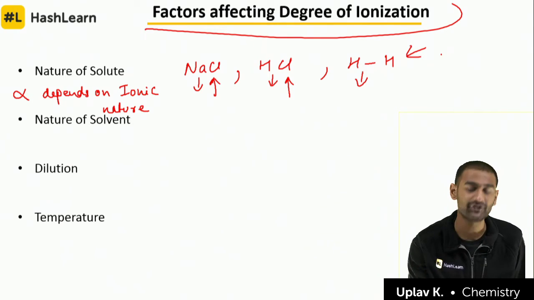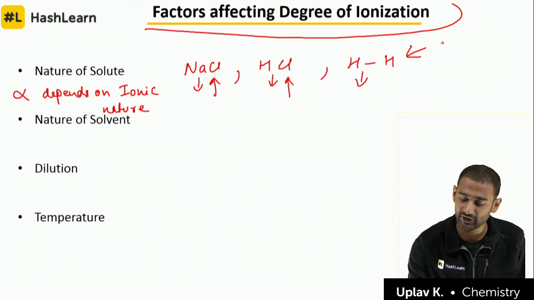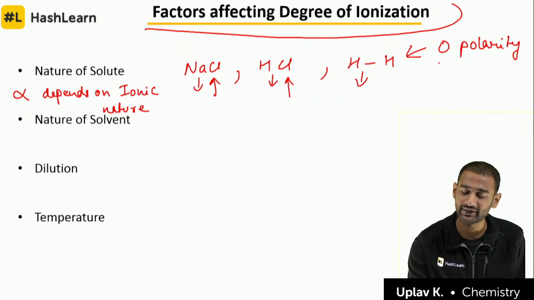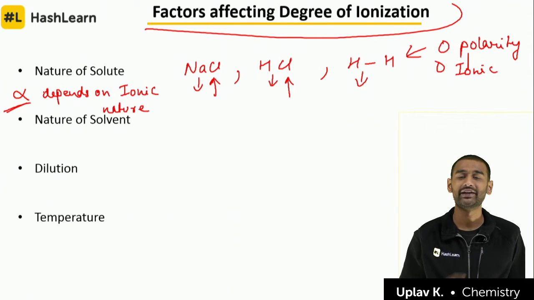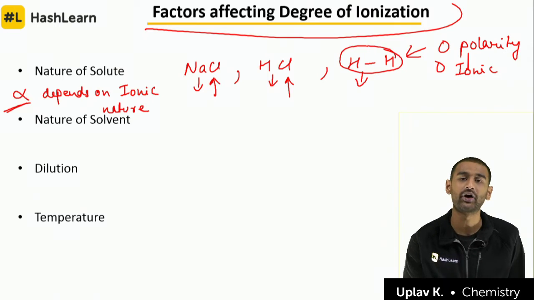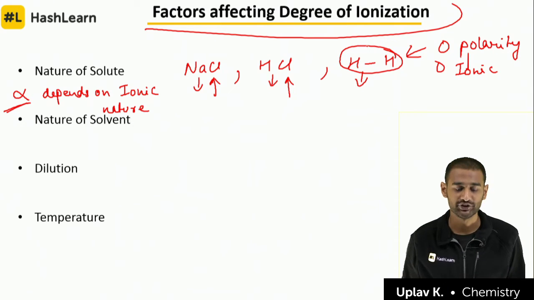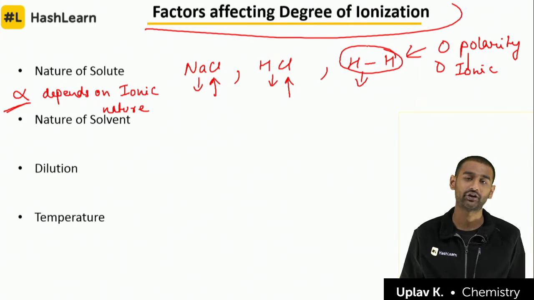But if you look at something like H2, H2 is completely non-polar in nature, right? It has zero polarity. If it has zero polarity, I can say it has zero ionic character, right? Because it has zero ionic character, its alpha, that is the degree of dissociation, will also be almost zero. So if you dissolve a non-polar compound in water, it won't dissociate, fine. So that is the factor of the nature of solute.